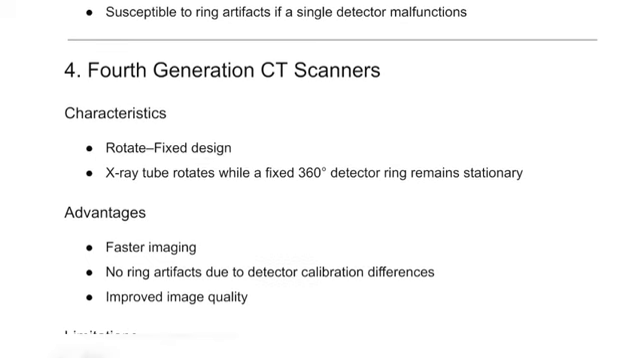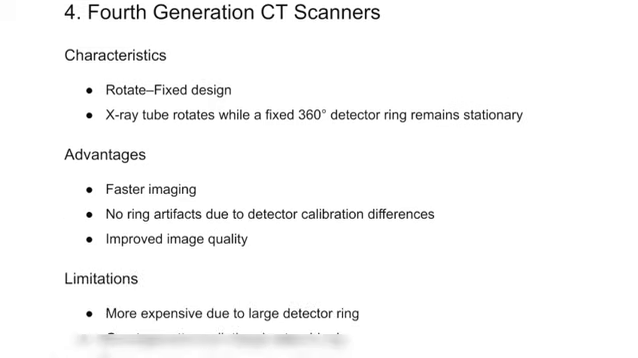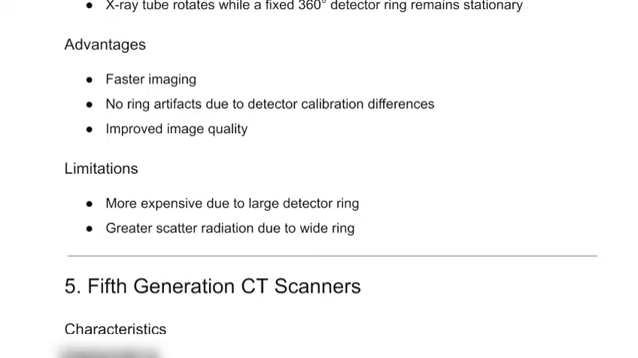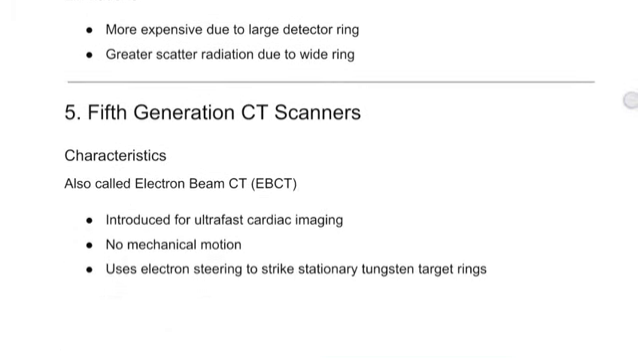Next is the fourth generation CT scanners. Its characteristic is a rotate-fixed design. That is, the X-ray tube rotates while the fixed 360-degree detector ring remains stationary. It also has some advantages: it is faster imaging, there are no ring artifacts because of the detector's calibration differences, and it has improved image quality. But it also has some limitations: it is more expensive because of the large detector ring, and it has greater scatter radiation due to the wide ring.